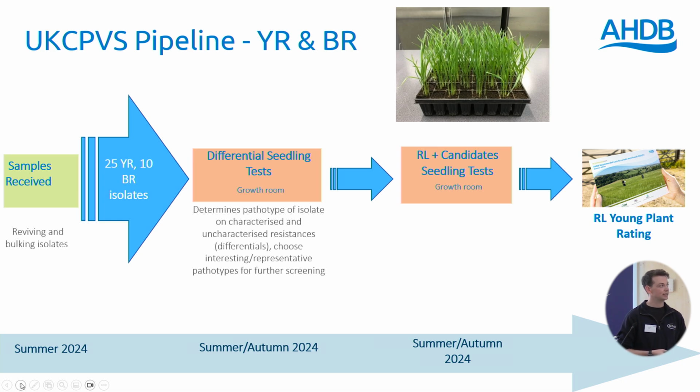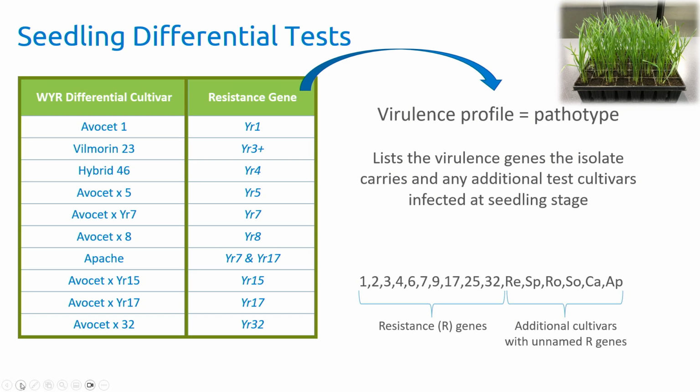And then these same isolates get tested on the recommended list and candidate seedling tests in the growth rooms again. The results we get for the recommended list and candidate varieties, you'll see in the recommended list young plant rating in the RL booklet. So this is just a bit of background about the differential tests.